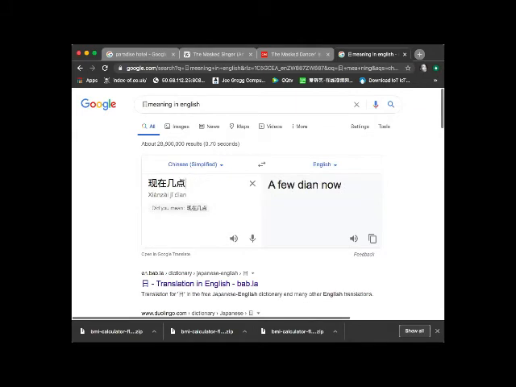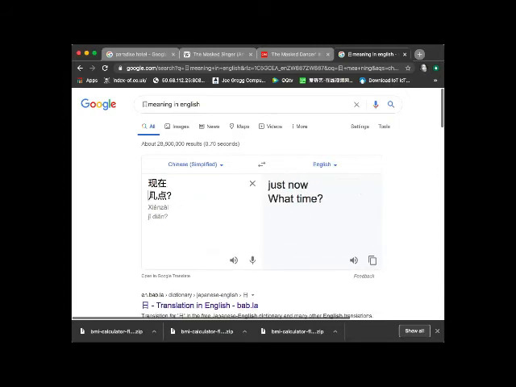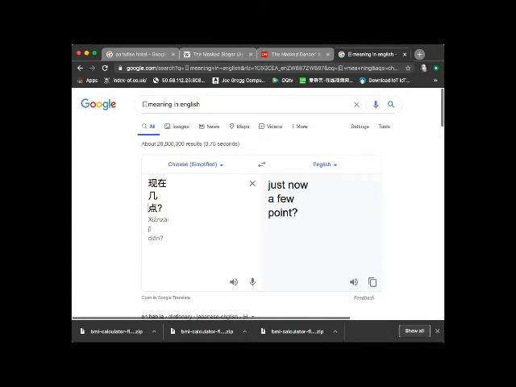Right. So you see, if we add 是 and then we have our English translation, what time is it now? That's it. If you want to ask somebody what time is it, you say 现在几点, how many o'clock? 现在 is now. 几点, what time, or how many o'clock.